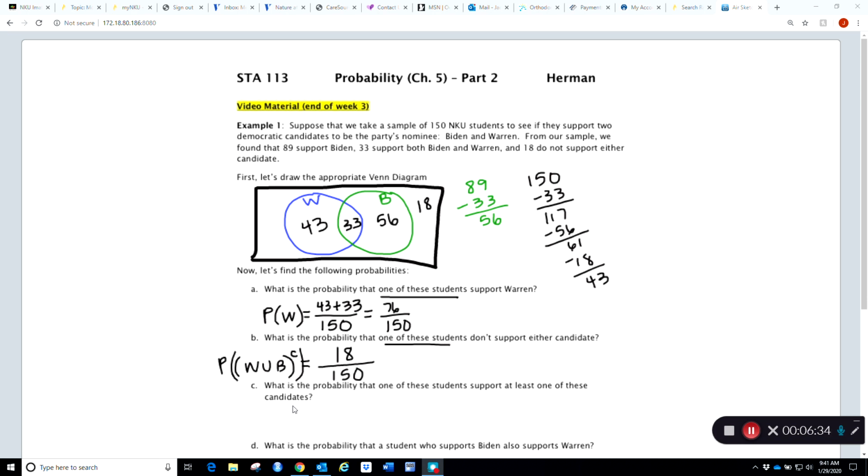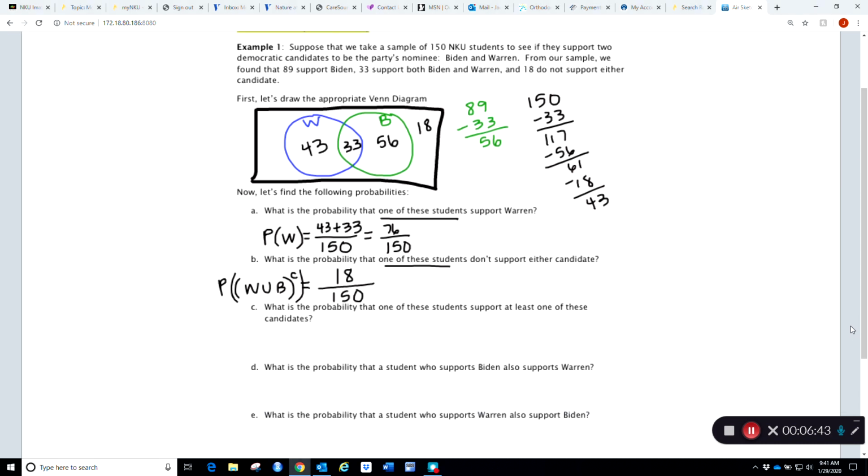Next, we want to find the probability that one of these students supports at least one of these candidates. So, again, we're starting with just one of these students. So we're going to be dividing by the 150. Now, what I want then is a number that supports at least one. That's in a sense the opposite of what I just found. So I kind of want to add these three numbers together, and that's going to give me my top value. So I'm going to get 132 out of 150.